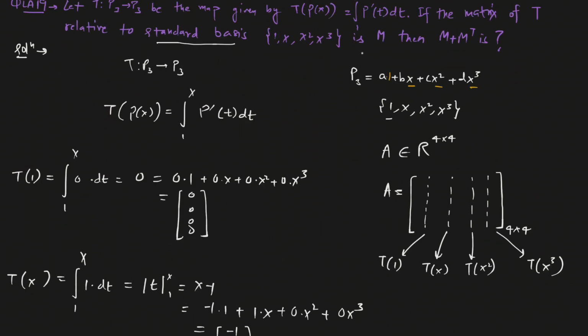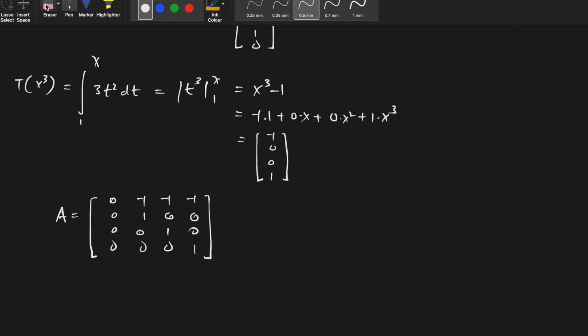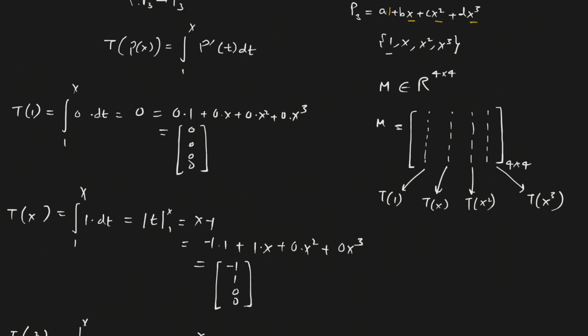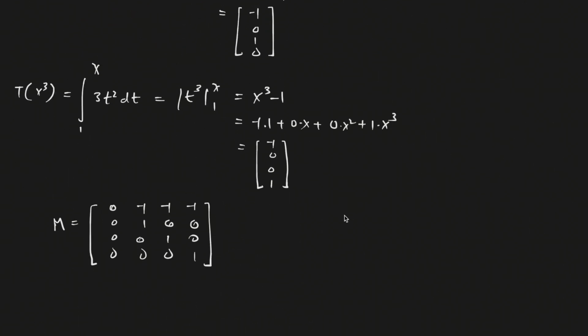All right, so what was asked in the question? It is given that this is not A, this is M. So the matrix representation is M, and we need to find M plus M transpose. It's pretty simple. You know M, then you can find M plus M transpose. You just transpose this matrix and then add both matrices. So take it as homework. All right.